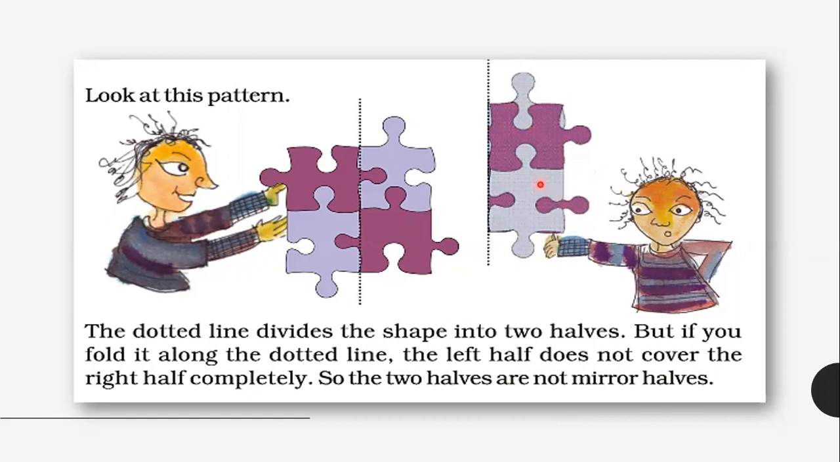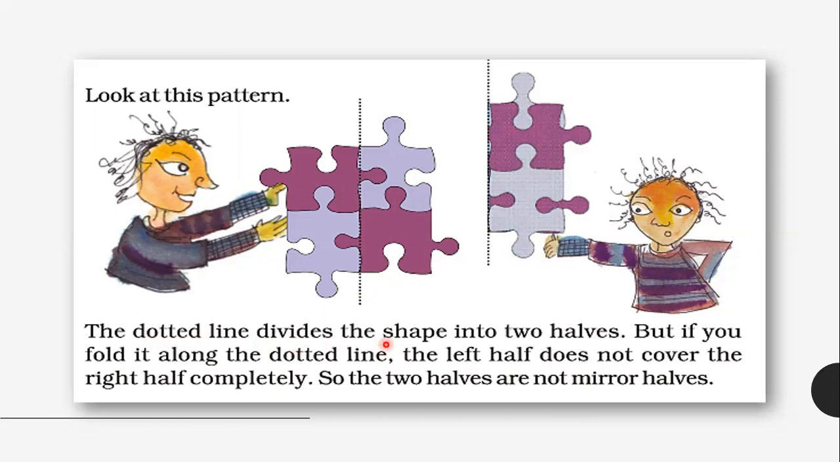Or another way, if we keep a mirror here also, the mirror reflection will not be shown in the right side part. That means this figure is not symmetrical, right? Now some more examples we will consider. Before that, you see what is given in the textbook.